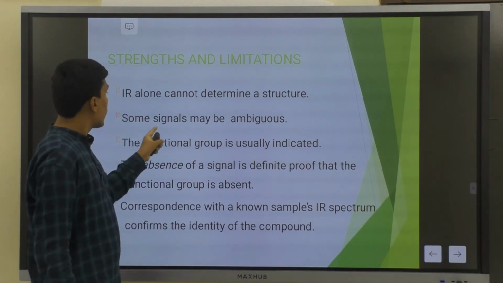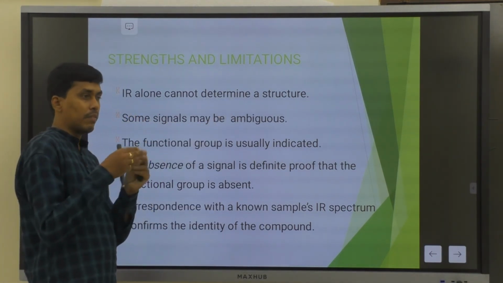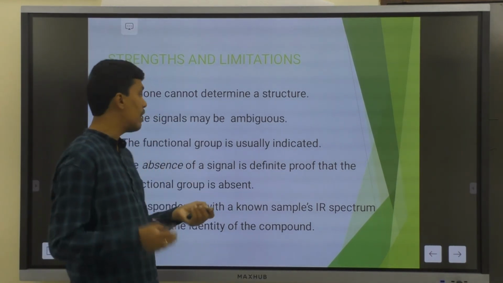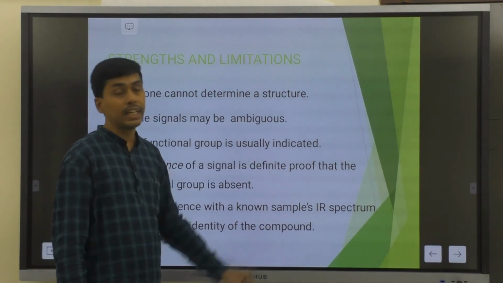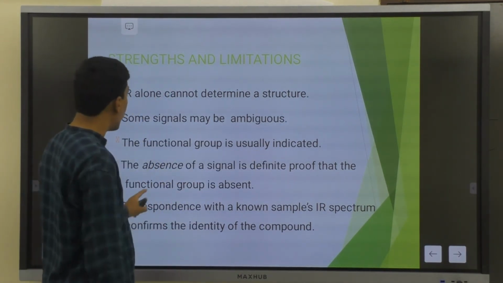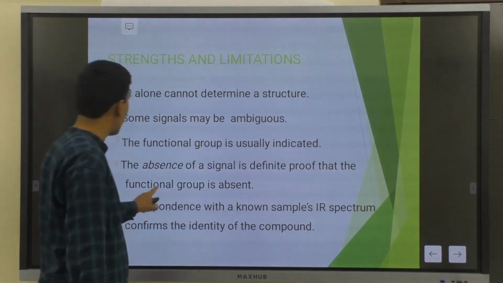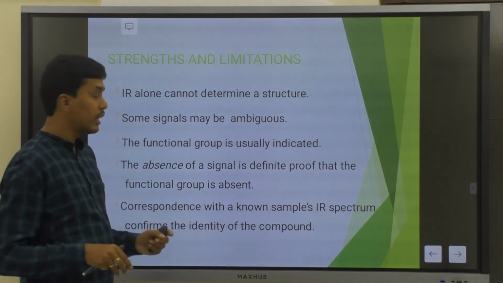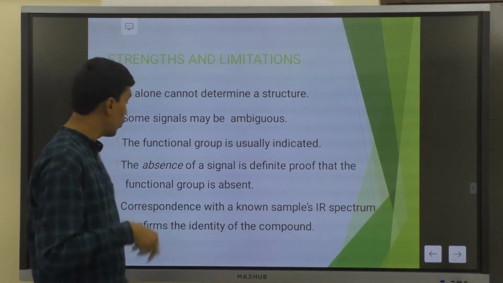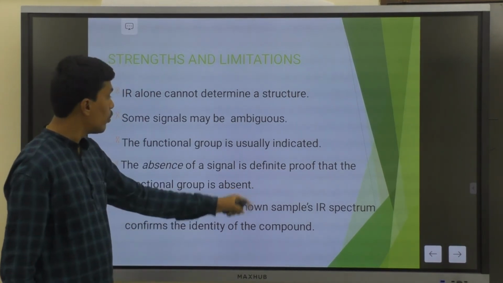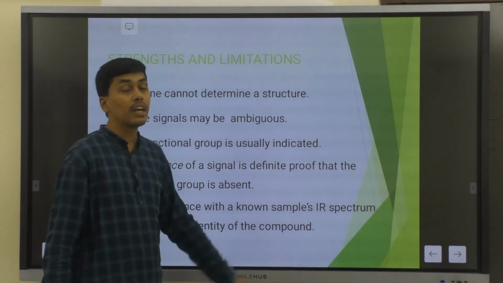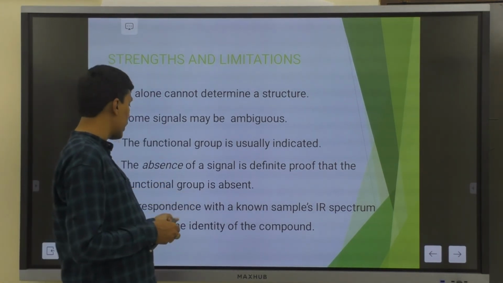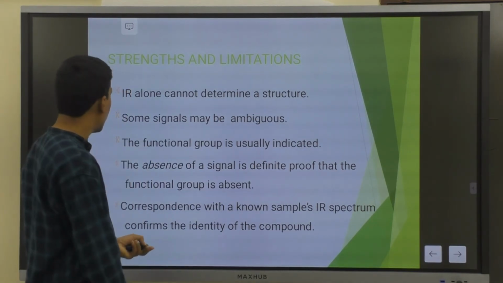Some signals may be ambiguous, meaning some combination weak bands and overtones, so among all the peaks, some may be ambiguous. The functional group is usually indicated. The absence of a signal is definite proof that the functional group is absent. The absence of a signal in that particular region means that functional group is absent, we can know easily. Correspondence with a known sample's IR spectrum confirms the identity of the compound. From the known IR spectrum, we can also confirm the identity of the compound.